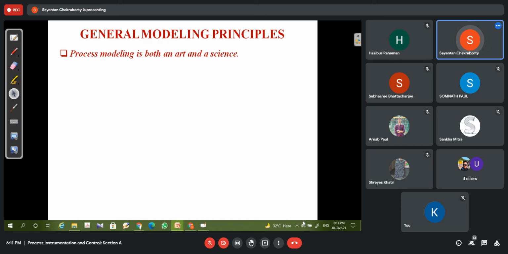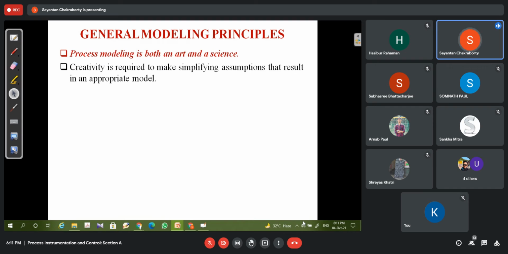Therefore, it is said that process modeling is both an art and a science. A very interesting statement here. Let us see how it can be said. We know creativity is required in modeling, in deciding where to make the simplifying assumptions that should result in an appropriate model. The appropriate model is very important.